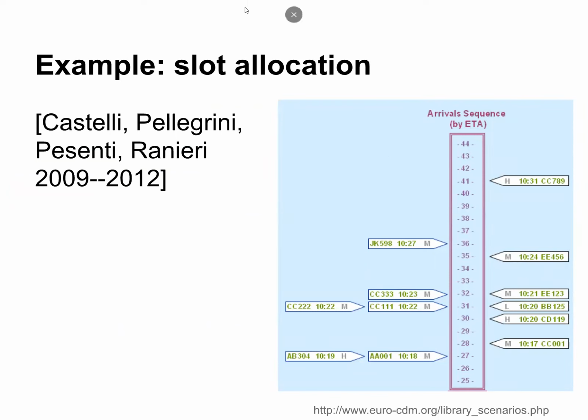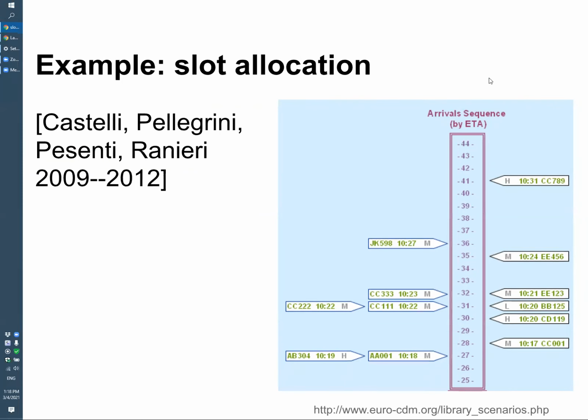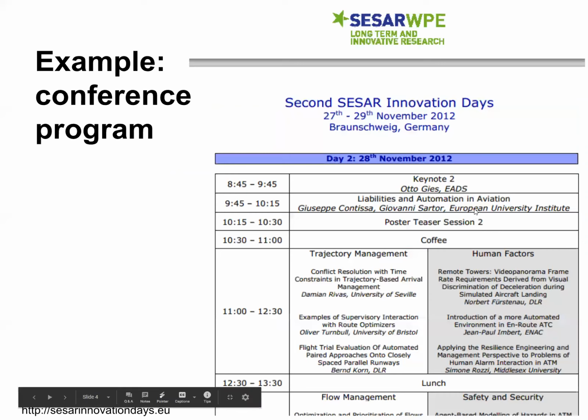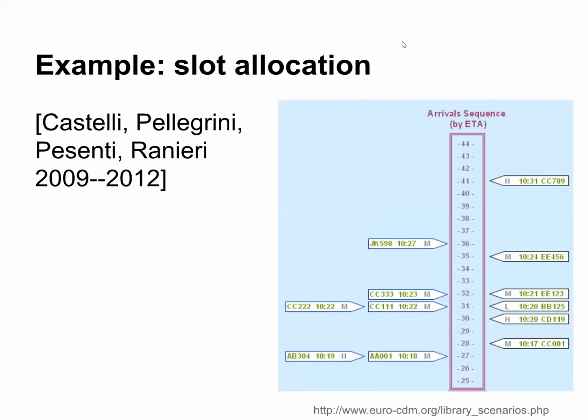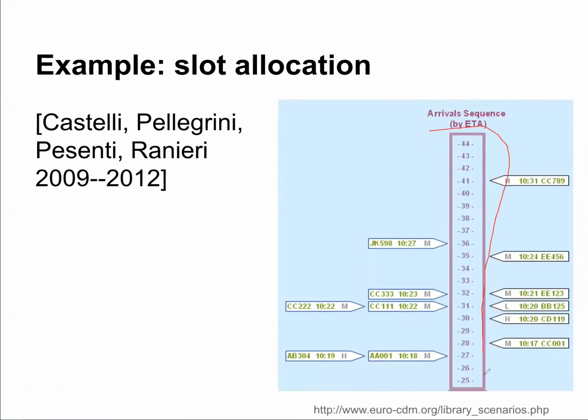Immediately, an example very much related to air traffic management: slot allocation. So you have certain slots at the airport. Over here you may see the slots are numbered, and then there are different flights that come in and get allocated different slots. This is a very standard procedure in air traffic management.